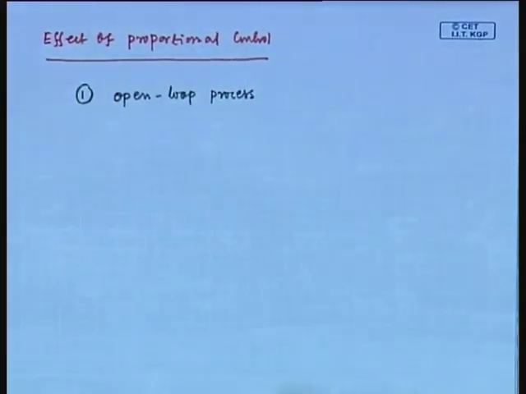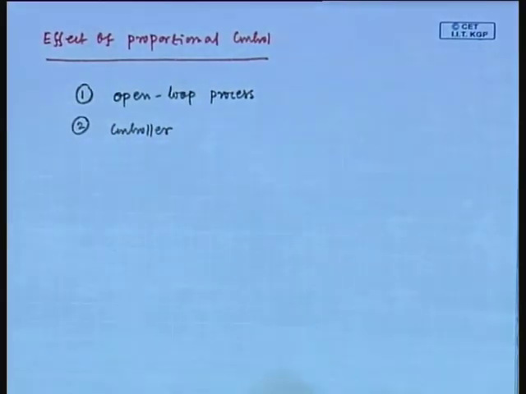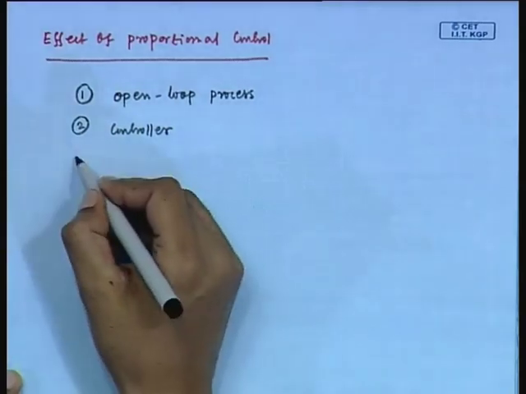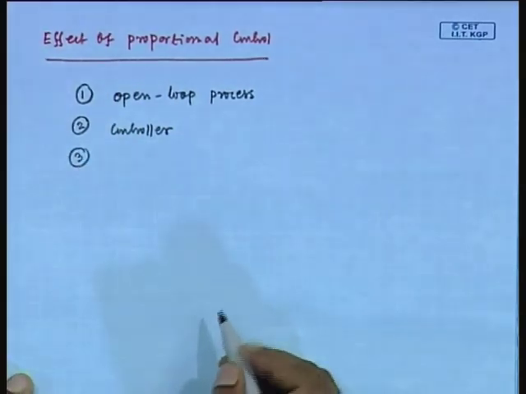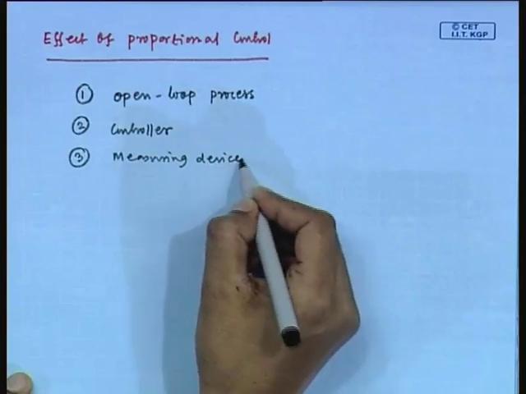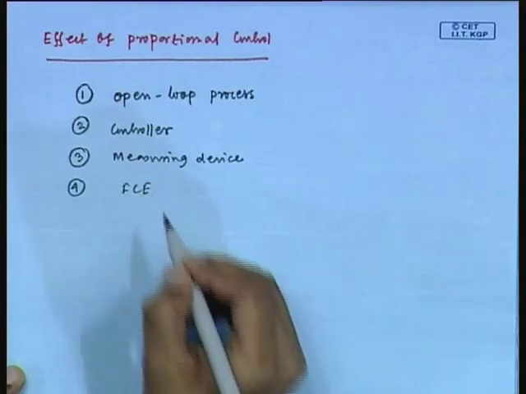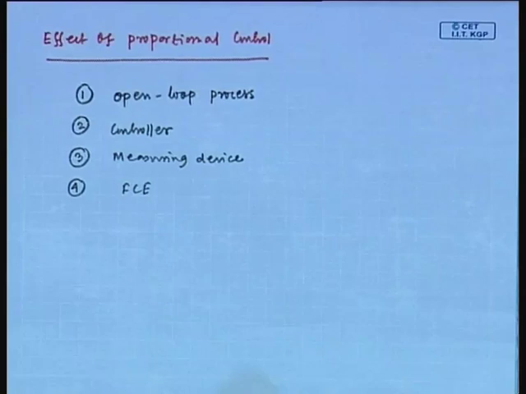Fine. First, we will consider one open loop process. Now, to observe the effect of proportional controller, we need to close the loop. So, for closing, what do we need? We need one controller, that is P only controller, because we are going to discuss the effect of P only controller. Then we need one measuring device, and also we need one final control element to implement the control action.